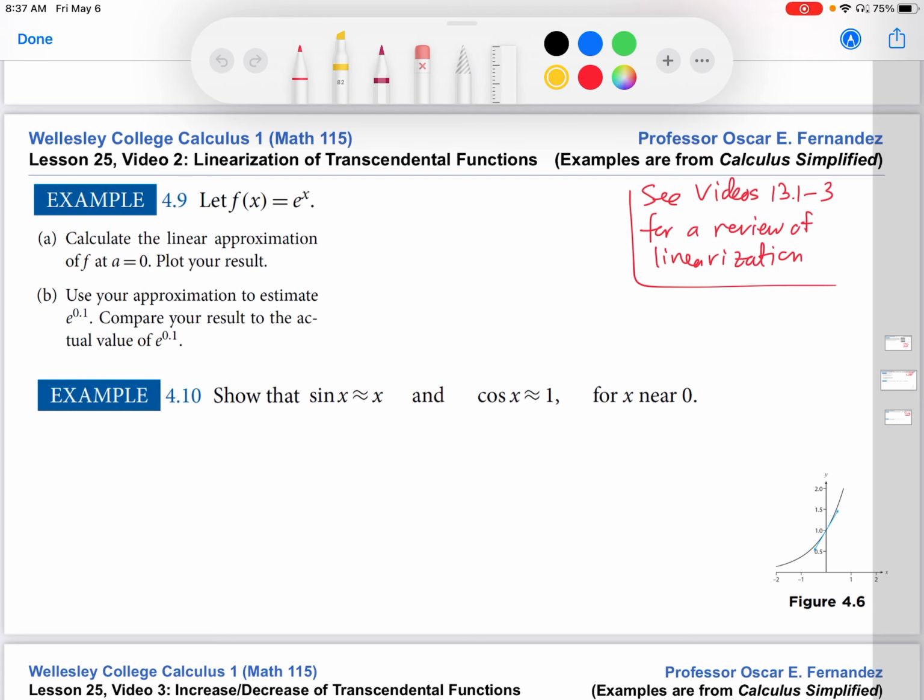Hi, this is Professor Fernandez, and this is video 2 in lesson 25. So we're talking here about the linearization of transcendental functions. You see a couple of examples here on the screen from Calculus Simplified.